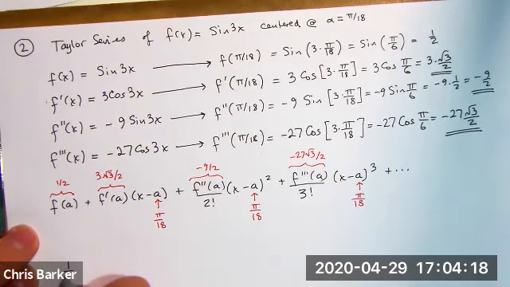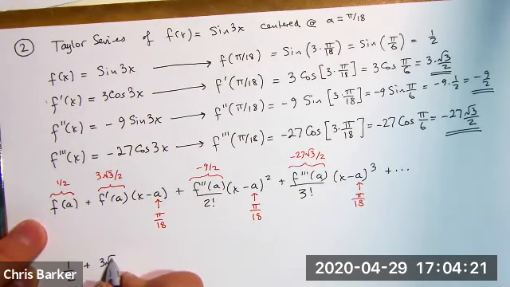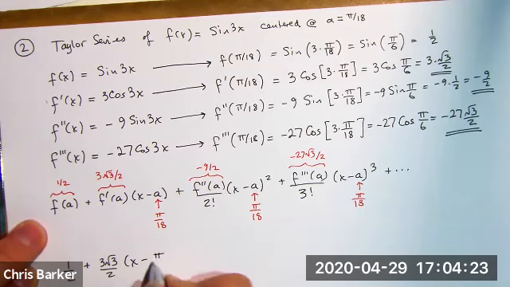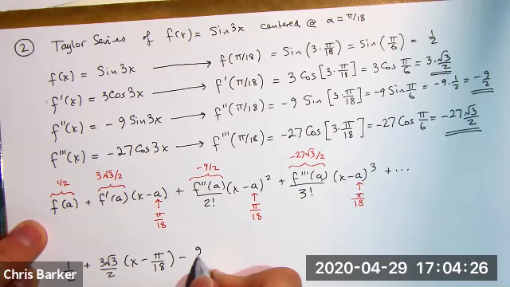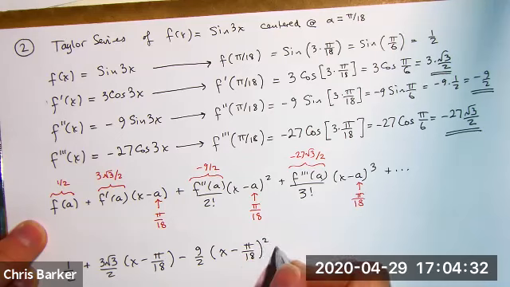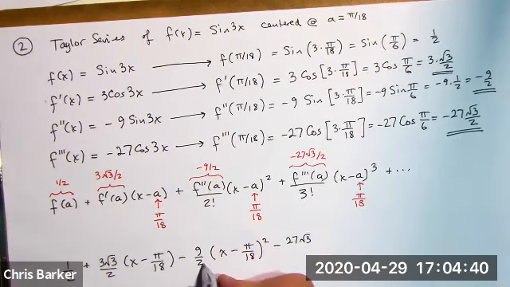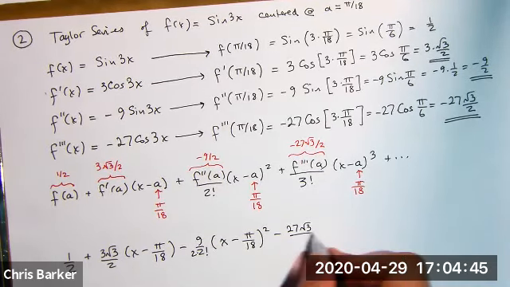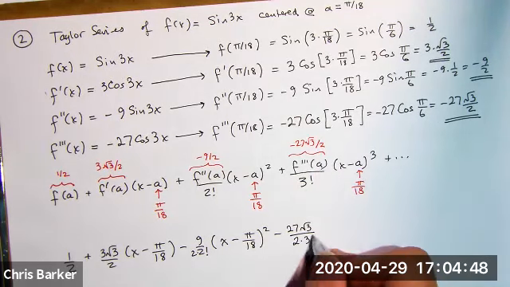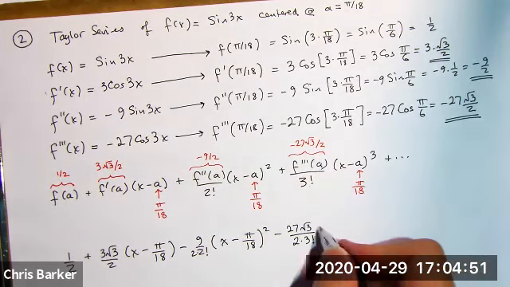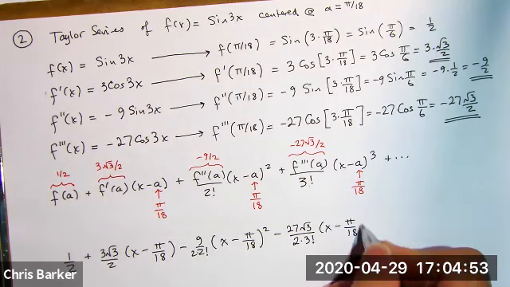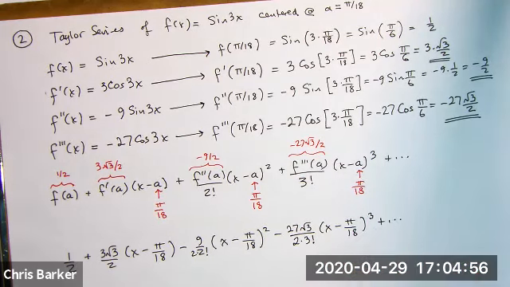So we have 1/2 plus 3 root 3 over 2 times x minus pi over 18, minus 9/2 times x minus pi over 18 squared, minus 27 root 3. Oh, I lost something here. You lost the factorial. I lost the factorial. It's 2 times 2 factorial there. And here, it's 2 times 3 factorial here. That 2 times the 3 factorial times x minus pi over 18 cubed plus and so on.